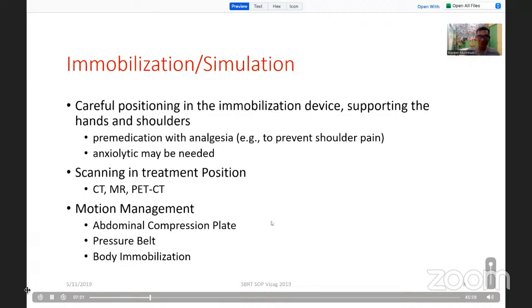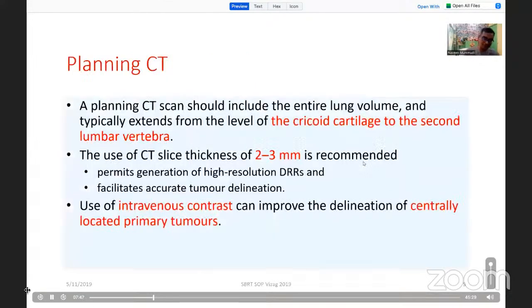But what is more important is that you would like to scan these patients in a position in which you could co-register your other images. For example, some patients might have had a PET CT scan, or some patients might even have had an MRI done. So if you're going to co-register those images with your planning CT scan, you need to make sure that you have a similar position as much as possible.